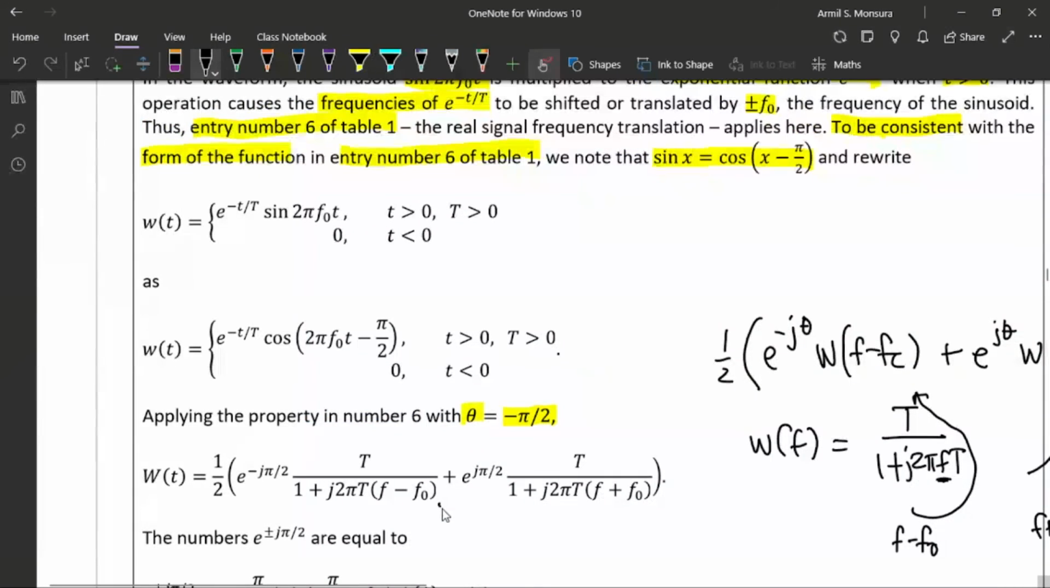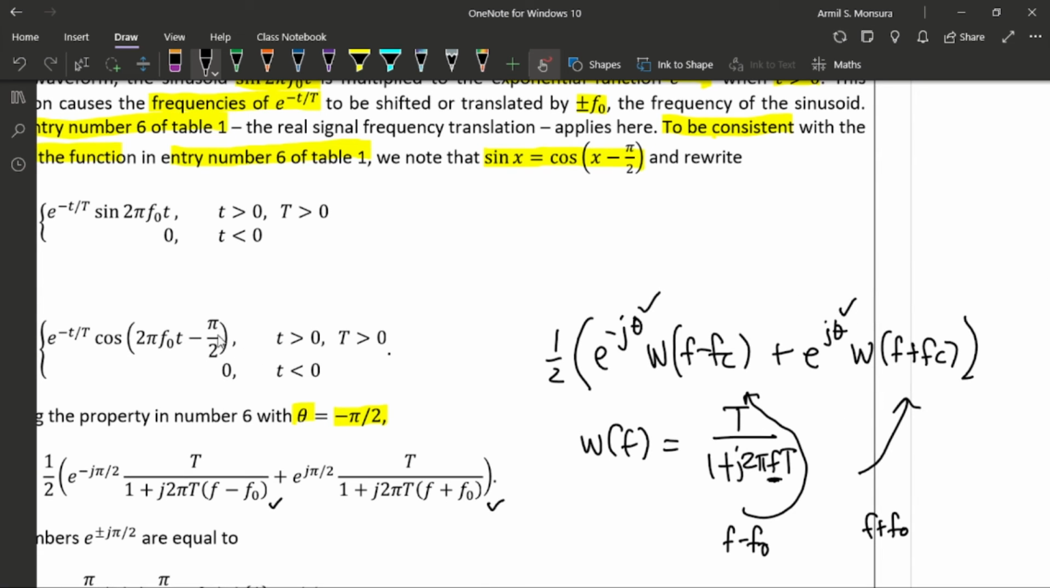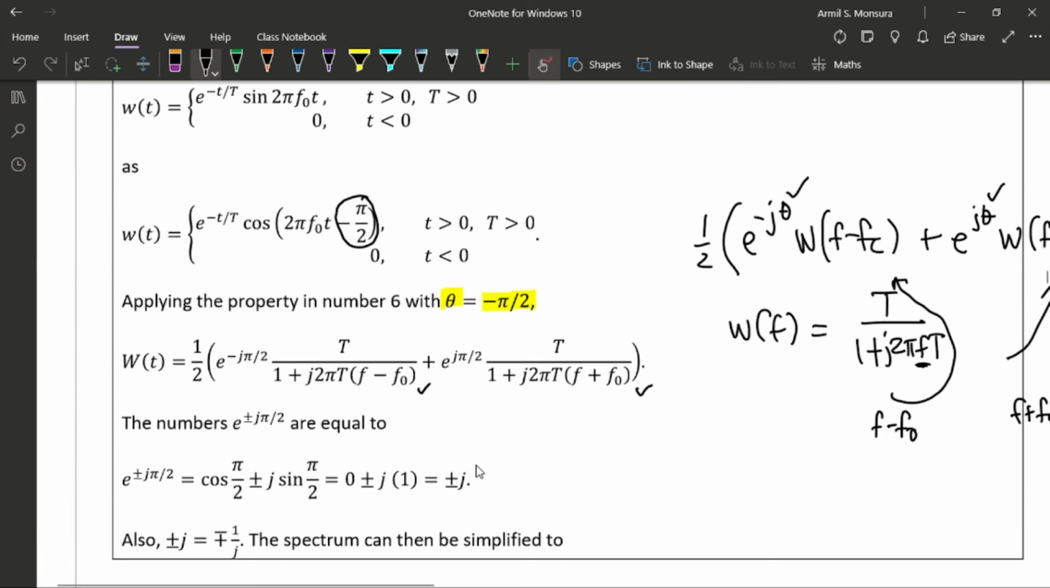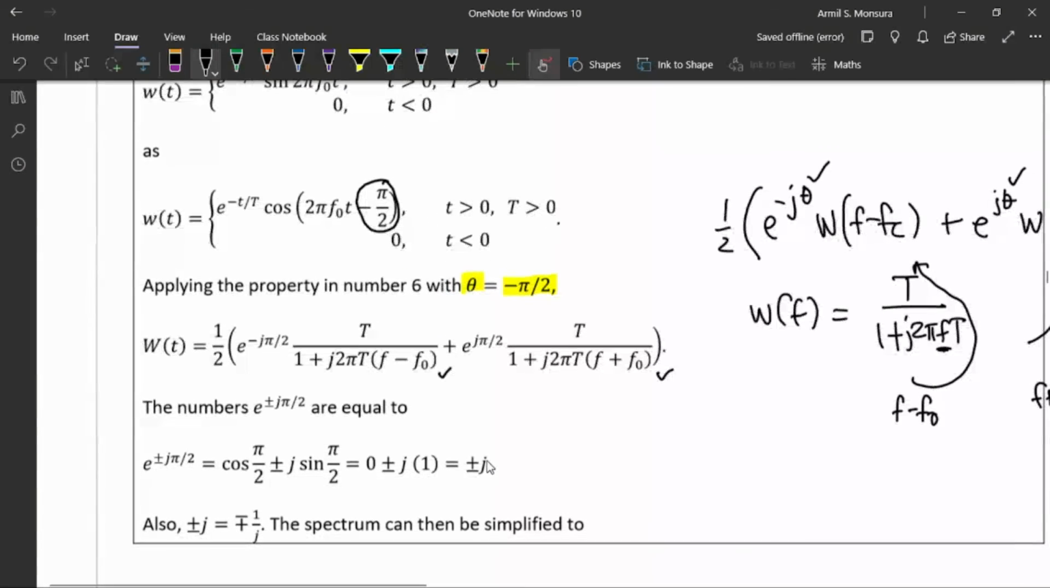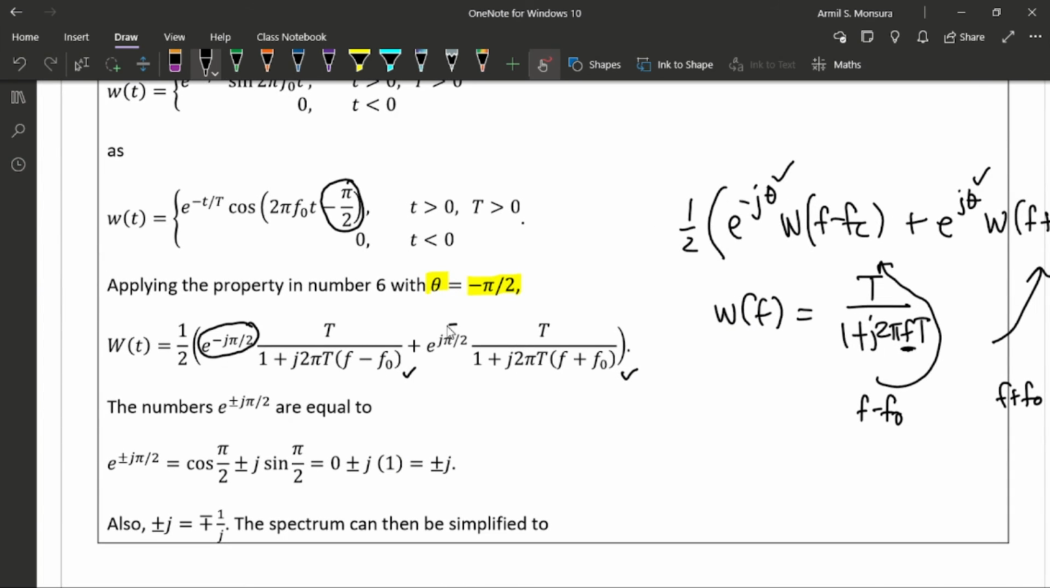So, that is why you can see it here and here. Now, this theta refers to the phase shift of the sinusoid that you multiply to your waveform. If you take a good look, the numbers e raised to plus or minus j pi over 2 are actually equal to plus or minus j. So this is negative j, ito positive j.